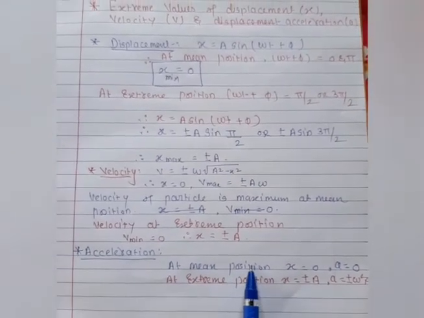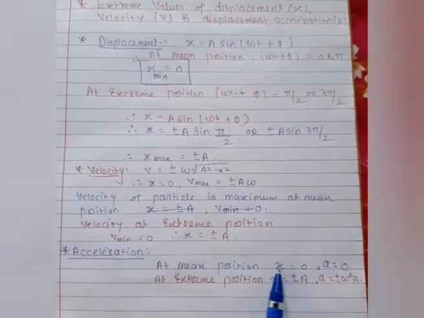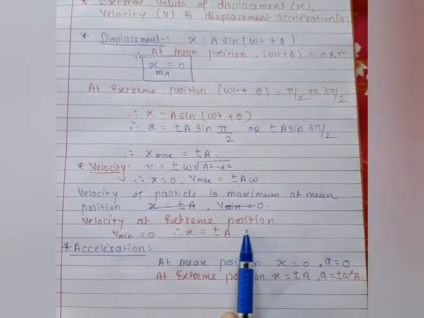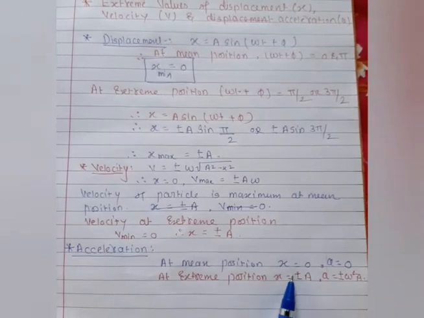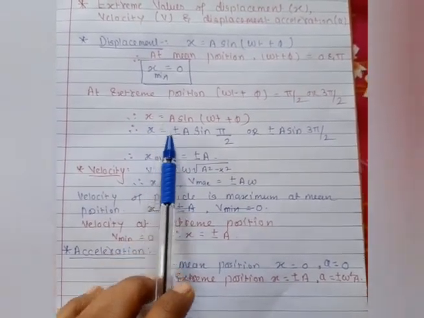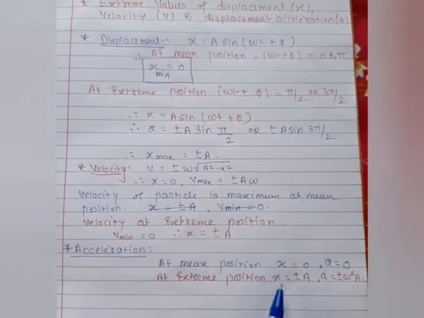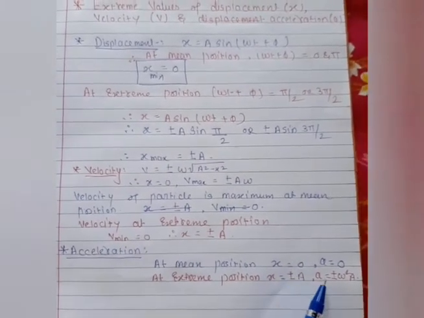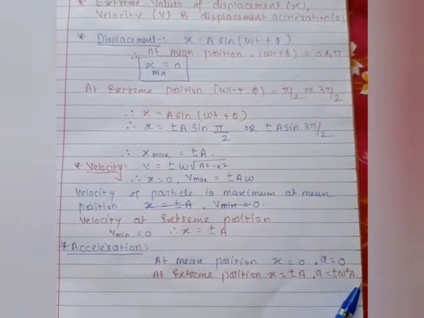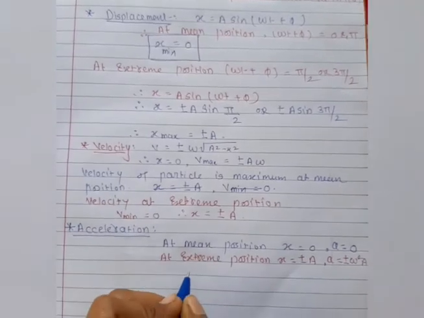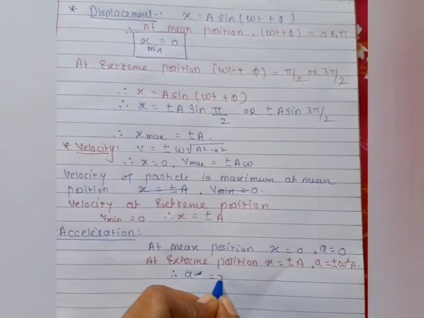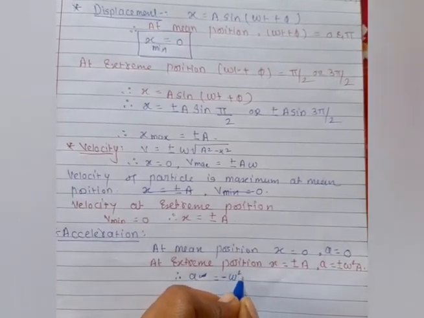At the mean position, the displacement and acceleration are 0. As you know very well, there's no displacement, there's no acceleration. At the extreme condition, that is displacement x is equal to plus or minus a, and acceleration a is equal to plus or minus omega square into a, because the acceleration condition, hope you are very clear about it, is a is equal to minus omega square into x.